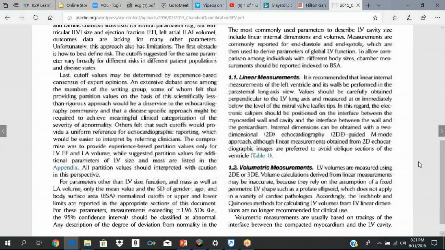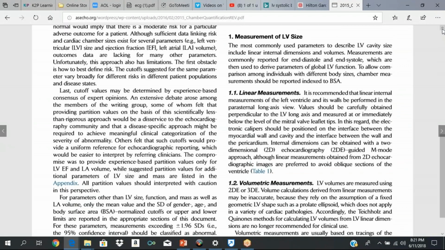Okay, people have different body size, body habitus. So to allow comparison among individuals with different body sizes, chamber measurements should be reported indexed to the body surface area. So whatever value you get, you divide it by the body surface area, and that is a more accurate assessment of chamber size or chamber dimension. Then chamber dimension is a more accurate description. All right, so the linear measurements.